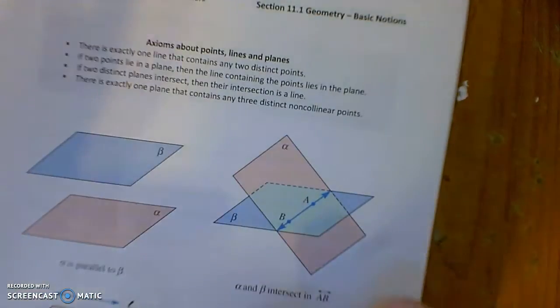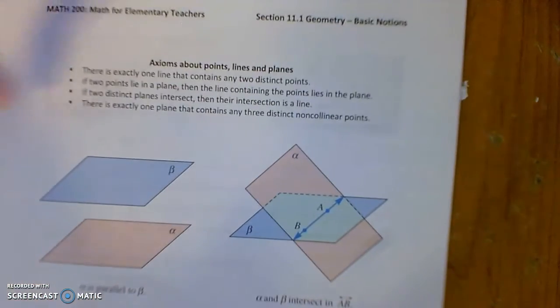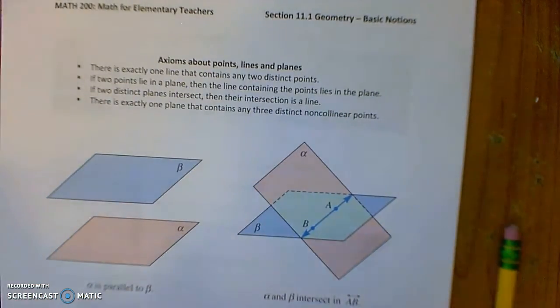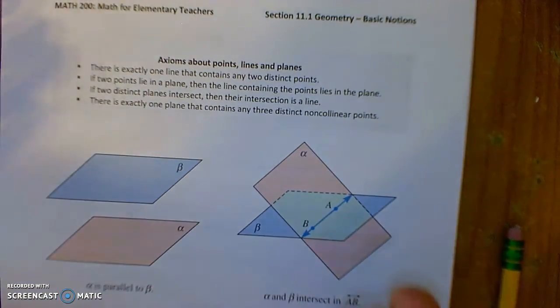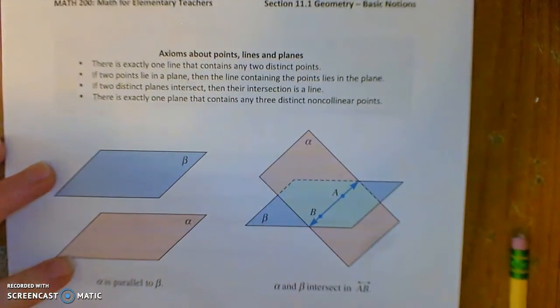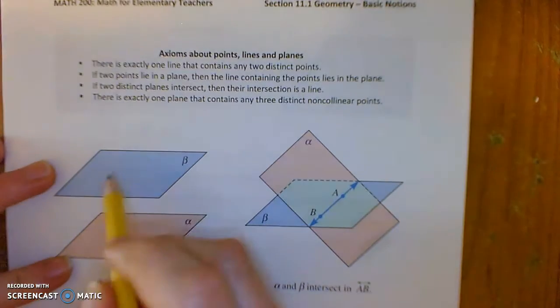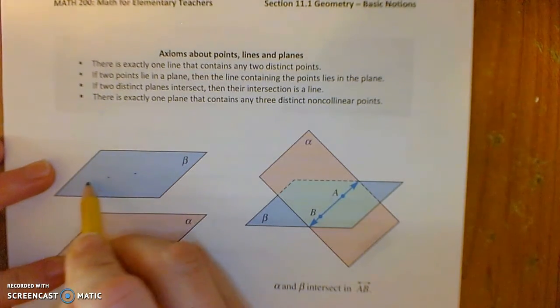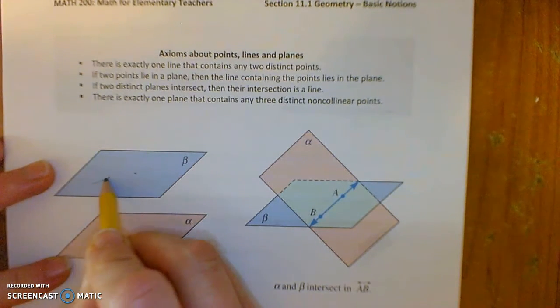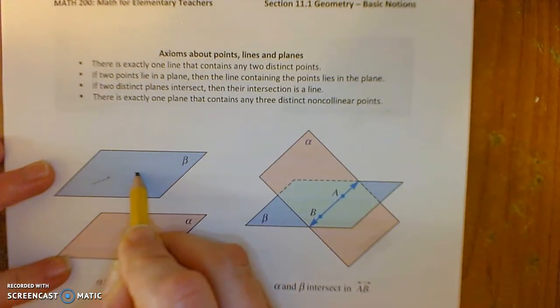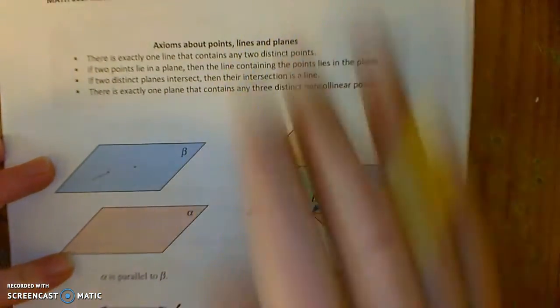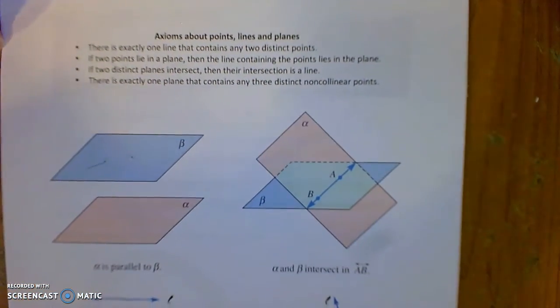All right, so some things that we should have some intuition about with points, lines, and planes. There's exactly 1 line that contains any 2 distinct points. And if 2 points lie in a plane, then the line connecting them lies in that plane. That should make sense. If you have these 2 points, you can't have the line come off of the plane. It wouldn't make sense in our world.